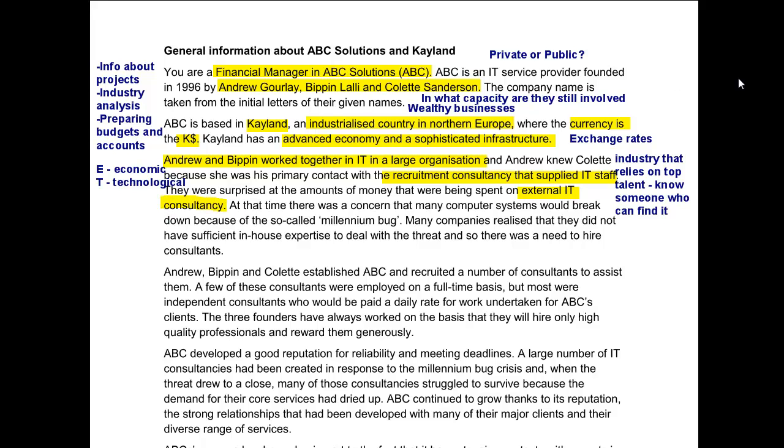So they worked in their IT department and noticed how much the company that they worked for was spending on bringing in external consultants. And this is where the idea came in. And it was also around the time of the Millennium Bug. So I'm sure you will remember the Y2K panic, where everyone thought that computers were going to crash when the clocks turned over for the year 2000.